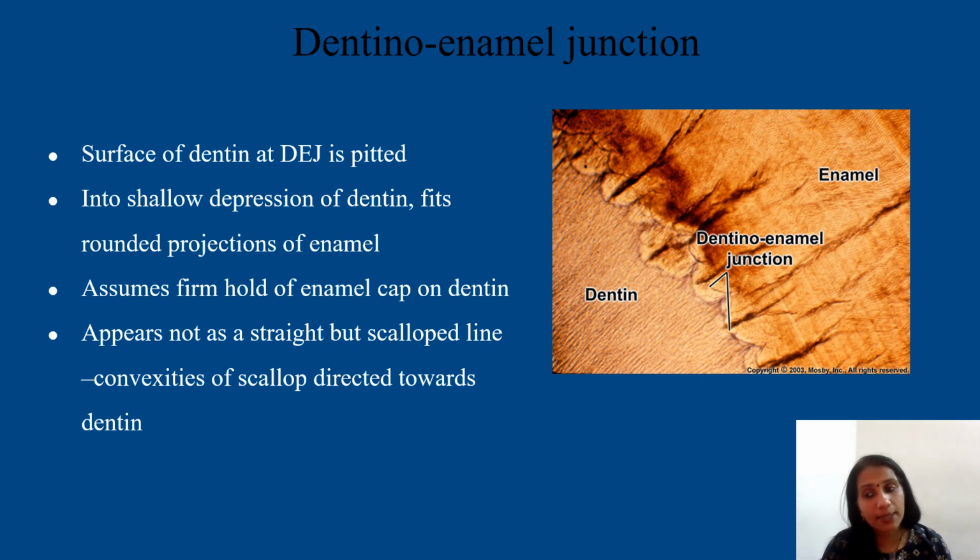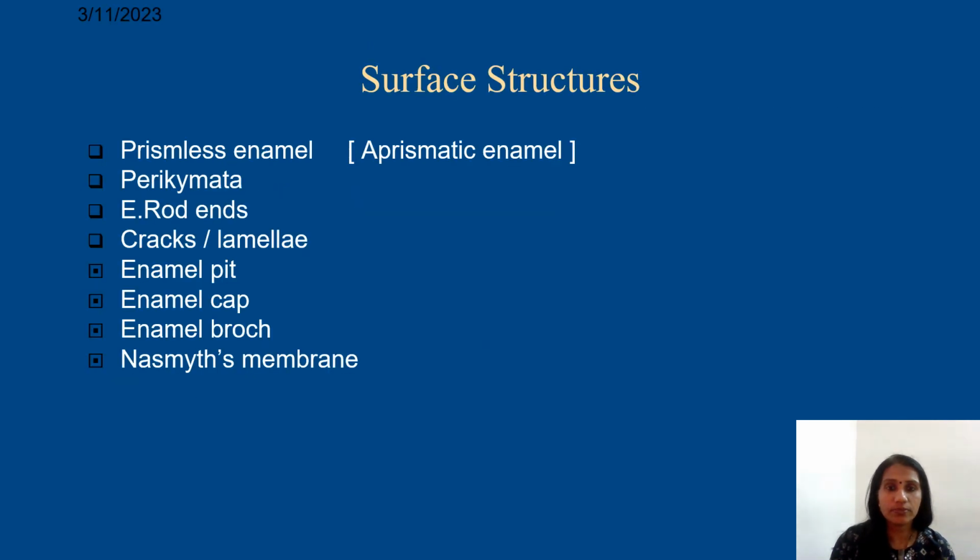And remember, in permanent dentition, it is scalloping. In deciduous dentition, it is a little more straight. So there is a difference in the DEJ between deciduous dentition and permanent dentition. In permanent dentition, it is scalloping, while in deciduous dentition, it is straight.